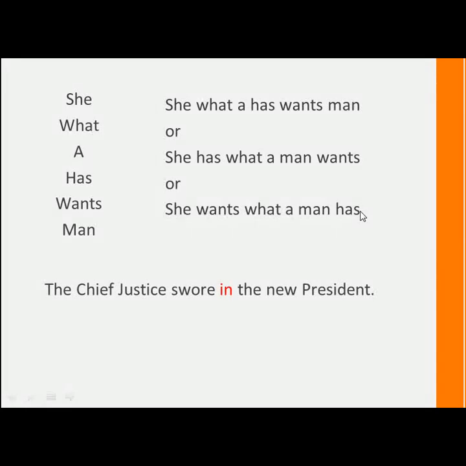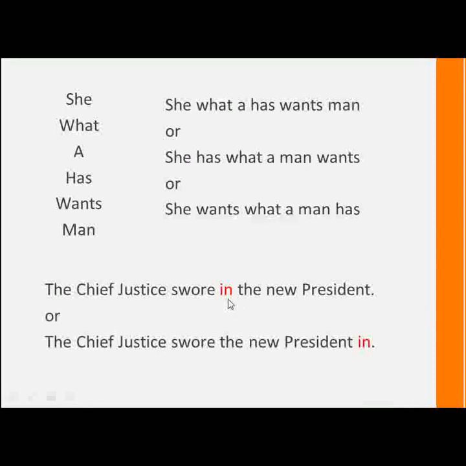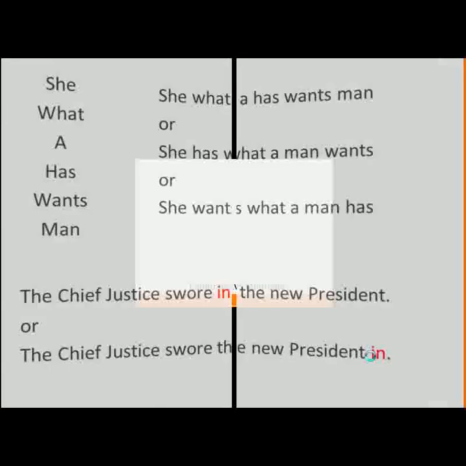Like this sentence, the Chief Justice swore in the new president. If we move the preposition into the last part of the sentence, the Chief Justice swore the president in, they still have the same meaning. Oke, jadi ketika kita bisa menyusun kalimat dengan benar baik dalam tulisan ataupun kata-kata lisan, maka di situ menandakan kita memiliki kemampuan sintaksis.